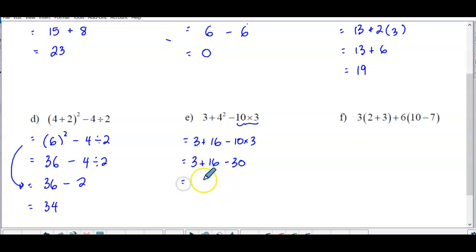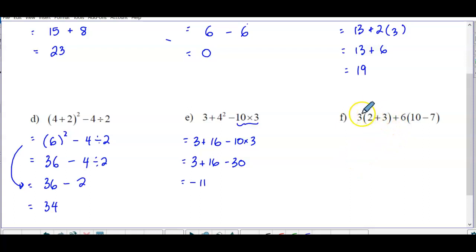Now this one will end up being a negative. So this is involving integers, which we will review. I think we start that tomorrow. But in any case, you've done integers before. So 3 plus 16 is 19, minus 30 is negative 11.